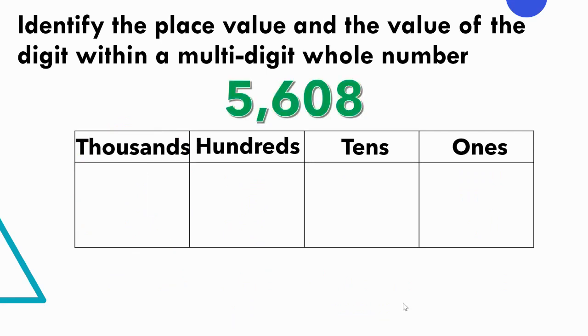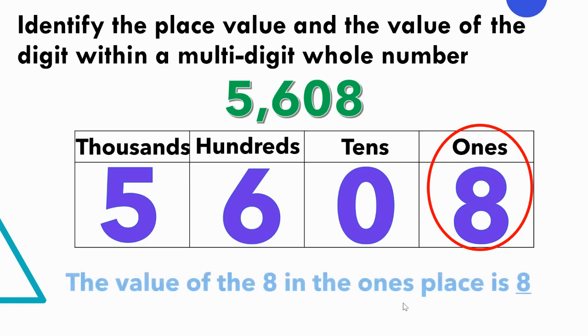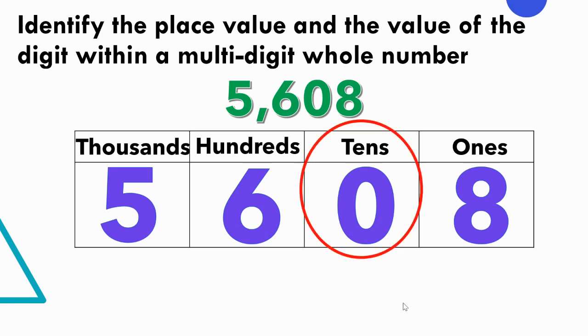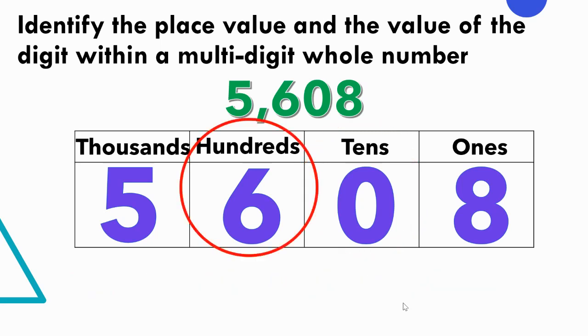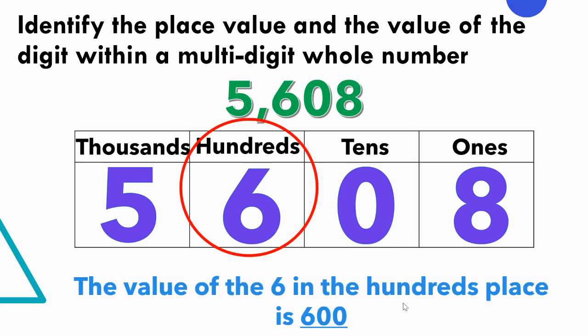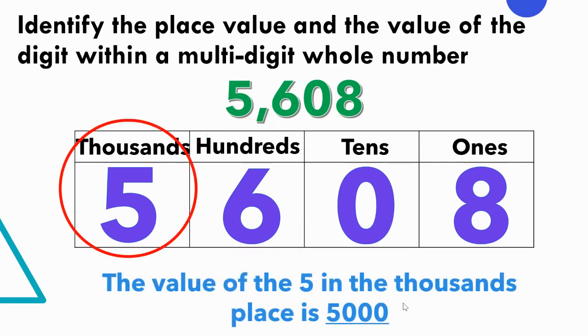Now let's go ahead and insert 5,608 into the place value chart. Here we have the 5 in the thousands place, the 6 in the hundreds place, a 0 in the tens place, and an 8 in the ones place. Let's start by finding the value of the ones place. The value of the 8 in the ones place is 8. In the tens place, we have a 0, so the value of the 0 in the tens place is 0. In the hundreds place, we have a 6, so the value of the 6 in the hundreds place is 600. We would need 600 ones cubes to make 6 hundreds grids. And finally, the 5 in the thousands place has a value of 5,000.